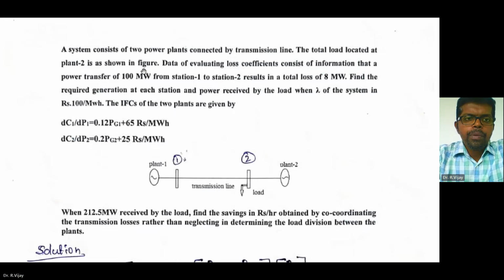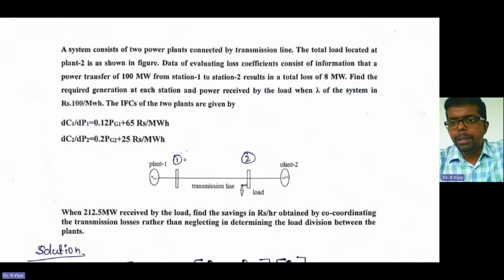Very good morning. Today, we are going to see an economic load dispatch problem considering losses. Take down this problem. A system consists of two power plants connected by a transmission line. The total load located at plant 2 is shown in the figure. The data for evaluating loss coefficients consists of information that power transfer of 100 megawatt from station 1 to station 2 results in a total loss of 8 megawatt.